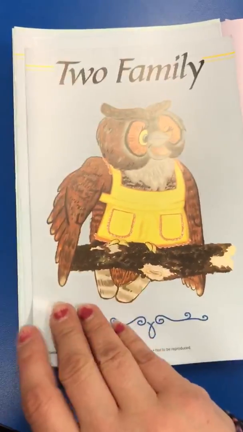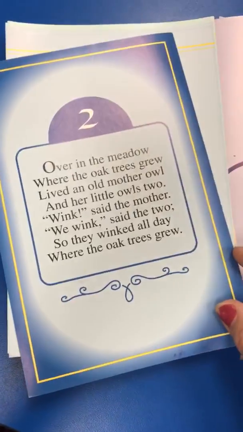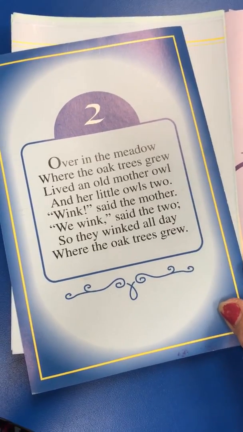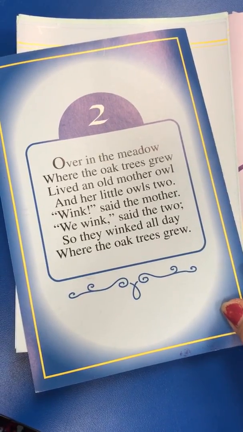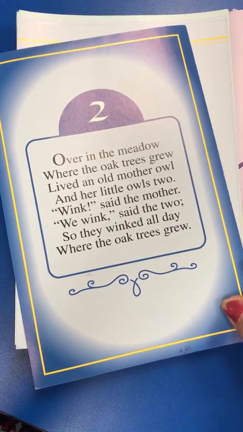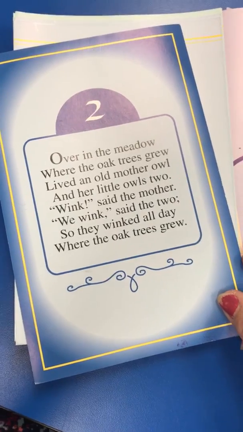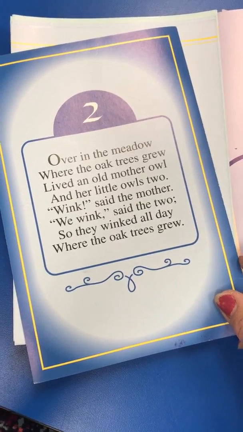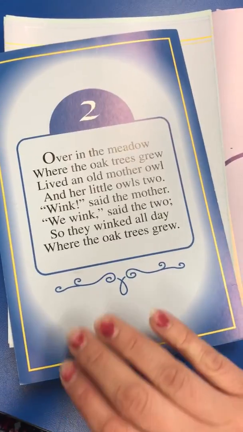Choose family. Here we go. Are you with me? Over in the meadow where the oak tree grew lived an old mother owl and her little owls two. Wee, said the mother. Wee, wee, said the two. So they winked all day where the oak trees grew.